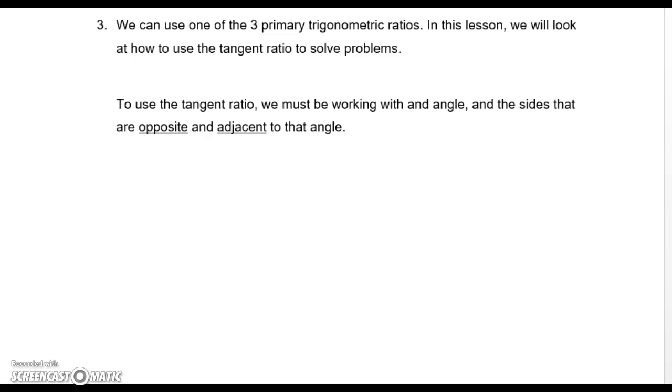In order to use a tangent ratio, you must be working with an angle and the sides that are opposite to that angle and adjacent to that angle. So looking at a right triangle, say we had an angle down here in the bottom, we'll call that angle theta. The side that is opposite to the angle, we can draw a little arrow going across, and that points to the opposite side. We're also working with the side that's adjacent to that angle, which is the side right beside the angle. So this here is your adjacent.